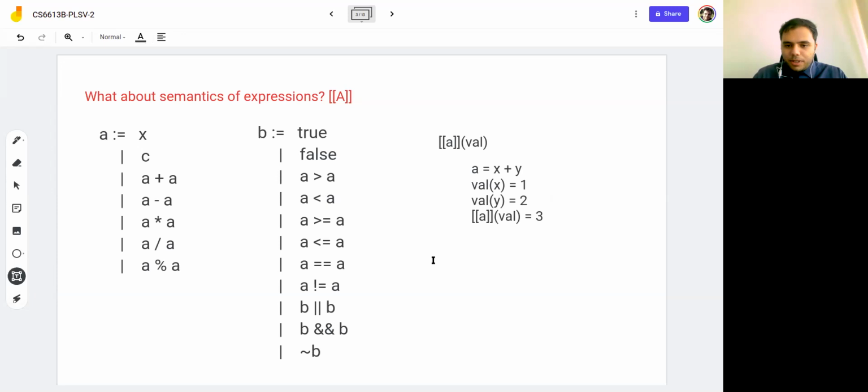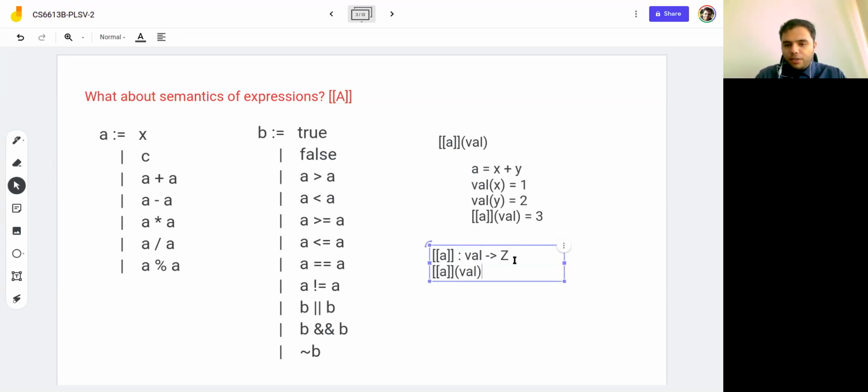Basically, formally speaking, the meaning of A, or the semantics of A, which we write like this, is actually itself a function. And this is a function that maps valuations to numbers. So in our case, because we only work with Z, we say that it's in Z. So we are only working with integers at the moment. Basically, this bracket A is a function from all the valuations to Z. And how is it defined? Well, it's basically defined like this.